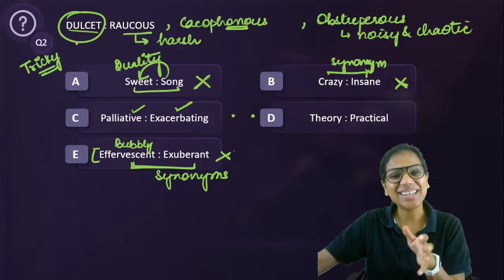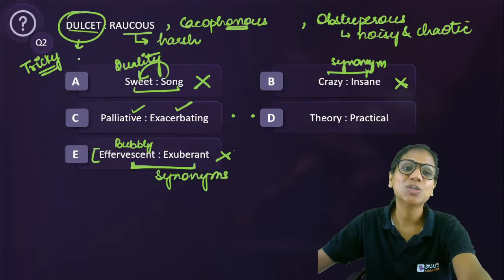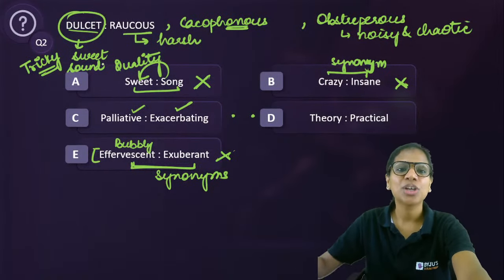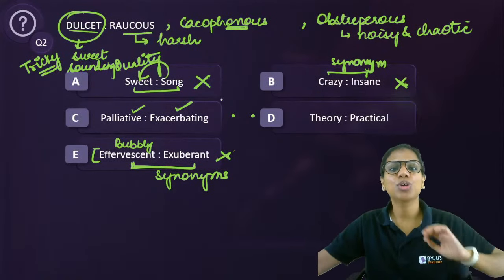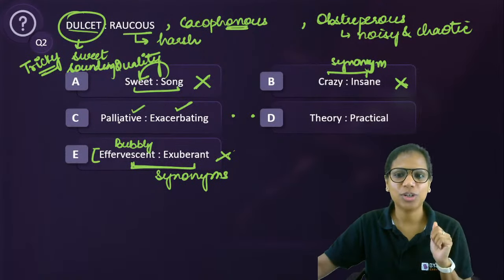So now let's see what the meaning is. Dulcet means sweet sounding, melodious, mellifluous. That is a synonym, right? So sweet sounding, harsh sounding, opposites. I am looking for antonyms here. A, E, B, all go out of the window.